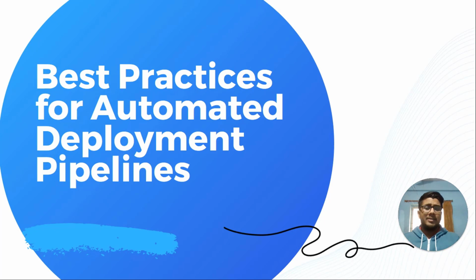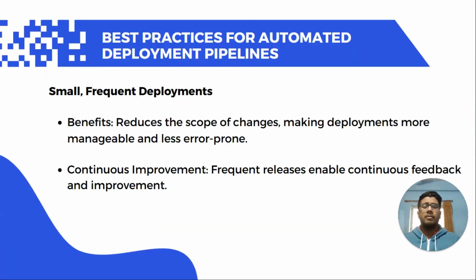What are the best practices for automated deployment pipelines? Small and frequent deployments. Break your deployment pipeline into small parts, and it will help you continuously monitor those parts, trigger errors and identify which part they are in, and wrap that up faster. So be small, be frequent, be rapid. That is the main motto.